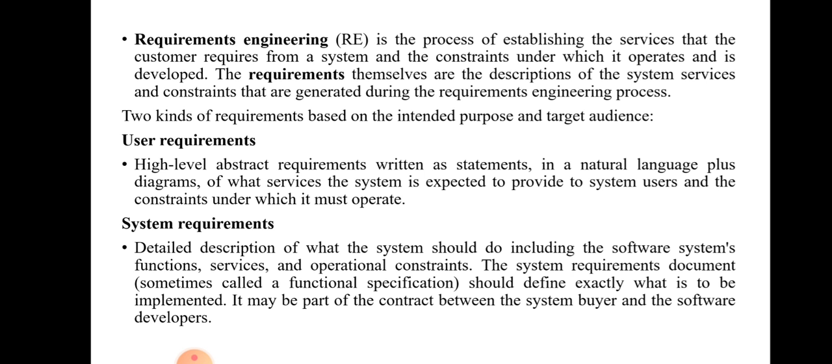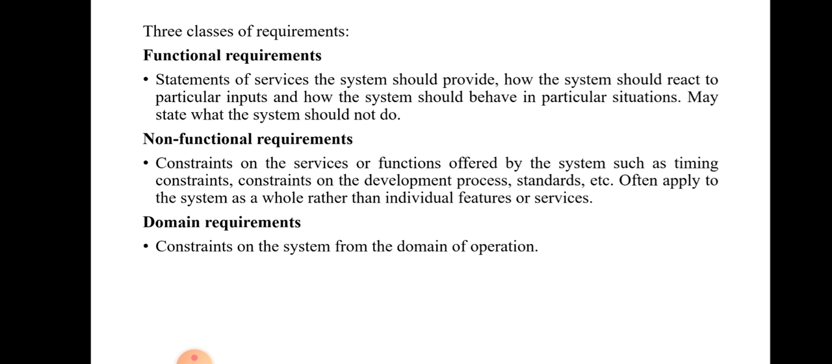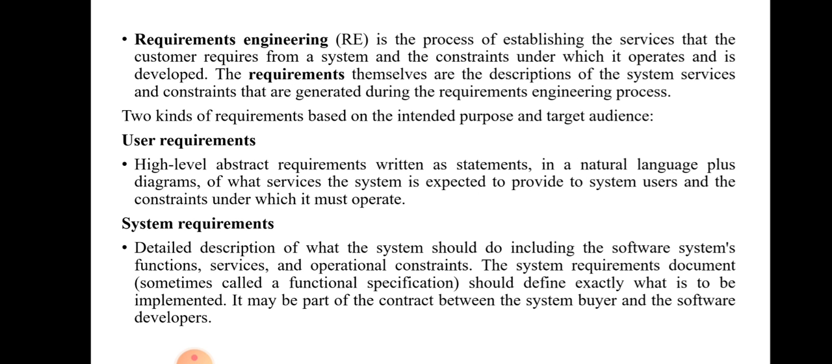So requirement is nothing but a need or the information to be gathered from the customer. There will be two types. One is user requirement and the second one is system requirement. System requirement can be divided into two. One is functional requirements and the second one is non-functional requirements. So there are three classes of requirements: functional requirements, non-functional requirements and domain requirements. Functional and non-functional requirements come under the category of system requirements. System requirements include the system services, functionalities and constraints.